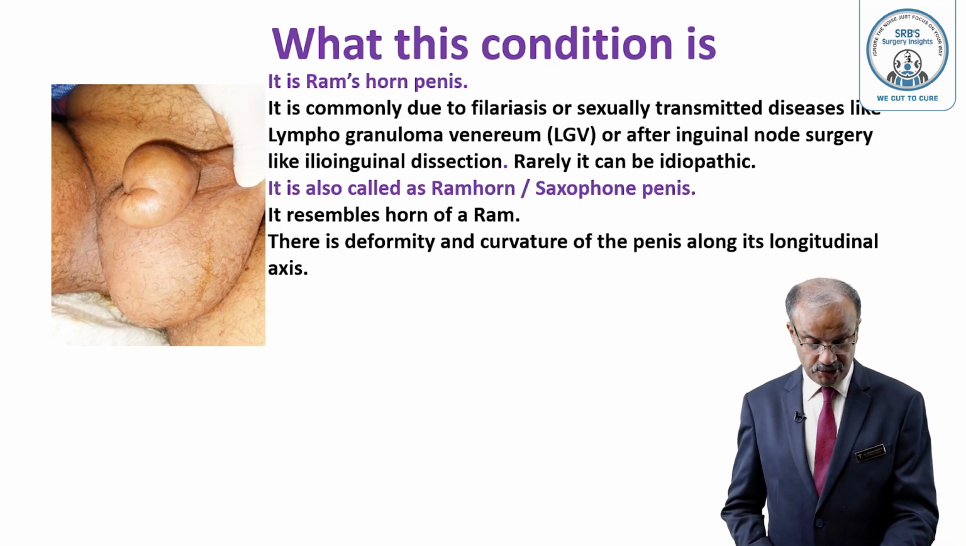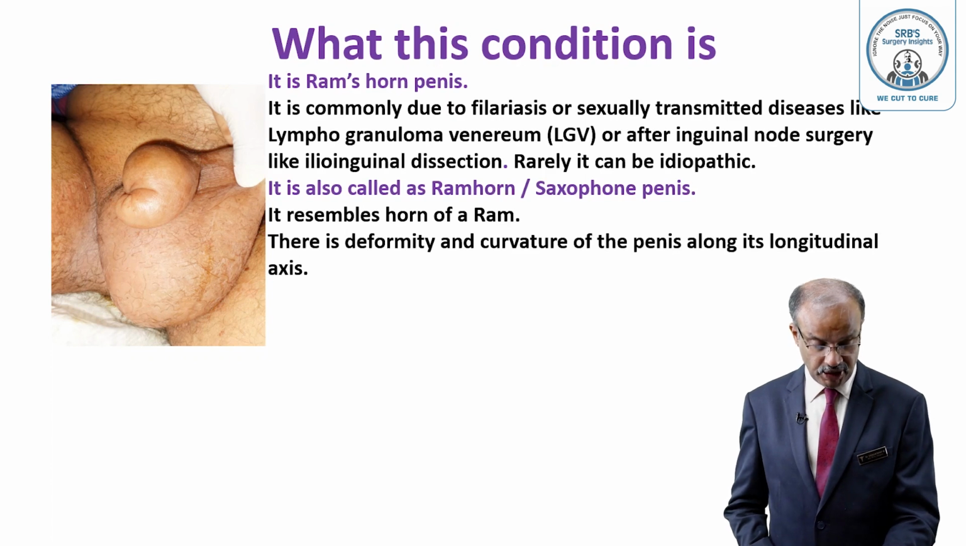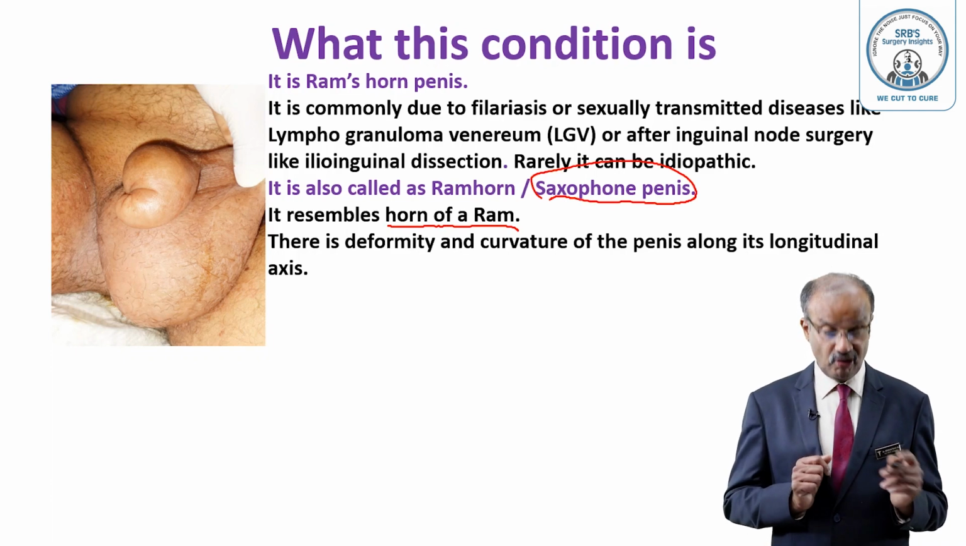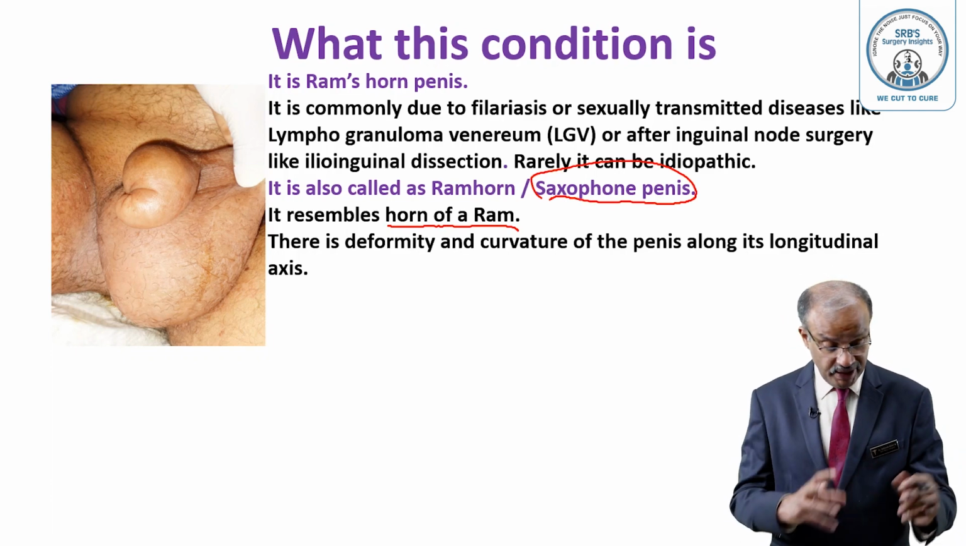Commonly due to filariasis or sexually transmitted diseases like lymphogranuloma venereum, or some sort of infection, or after inguinal node surgery like inguinal block dissection. Rarely it can be idiopathic. It is called ram's horn, or saxophone penis also, another name. It resembles the horn of a ram. The deformity and curvature of the penis along its length, like this. It bends like this with edema.